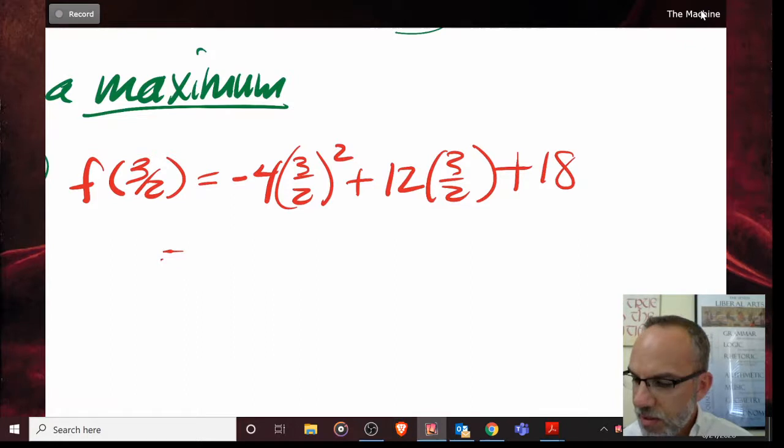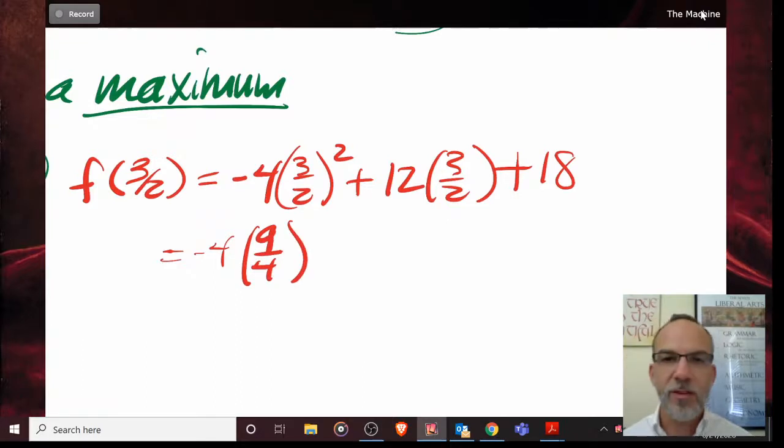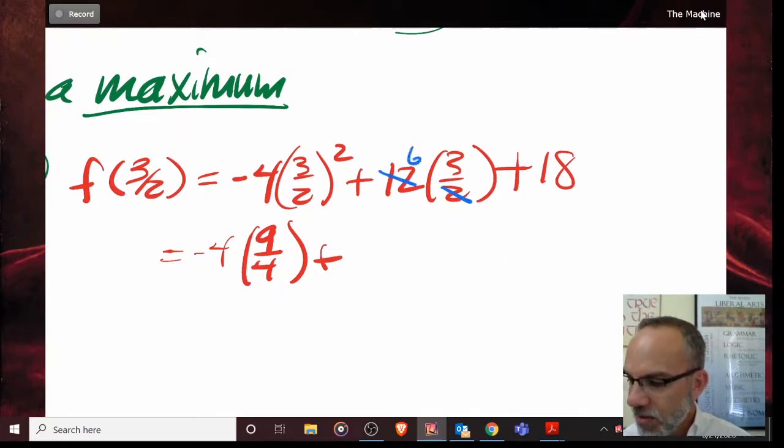So that's going to be equal to negative 4 times, what's 3/2 squared? 9/4. Oh, that's convenient. Do you see how it's going to simplify out? That's nice. Plus, I can go ahead and simplify this right here. The 2 and the 12 cancel, leaving me a 6. So it's going to be 6 times 3. That's going to be 18. Okay, and then plus 18 again.